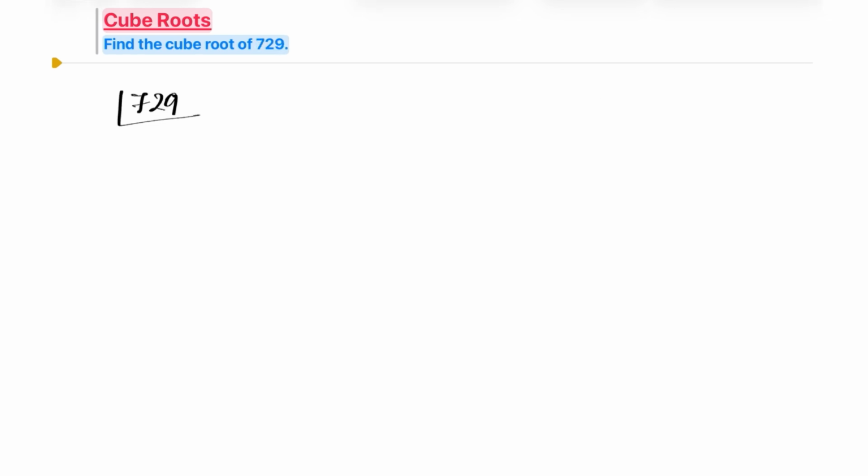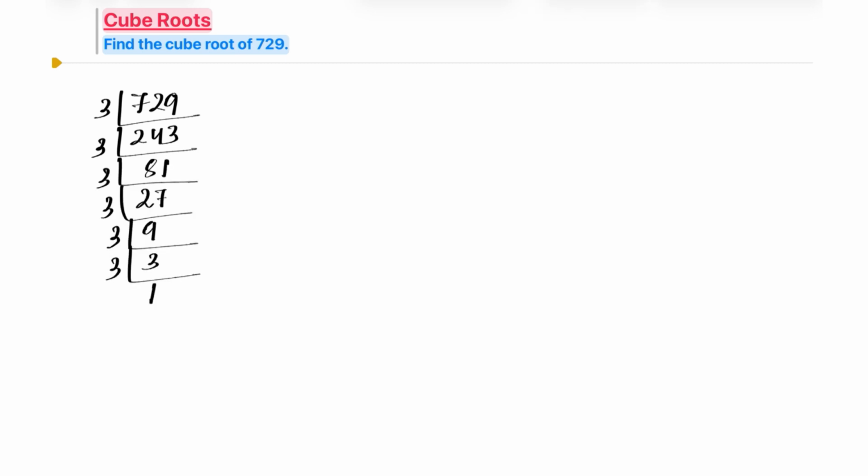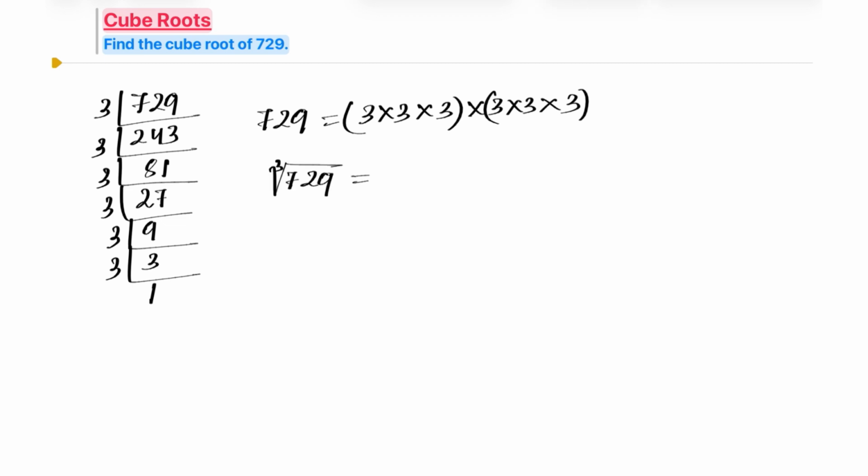Now we will find cube root of 729. Prime factorization of 729 is 3 into 3 into 3 into 3 into 3 into 3. So its cube root is 3 into 3, that is equals to 9.